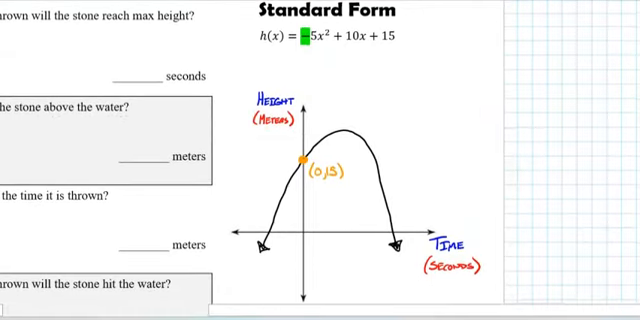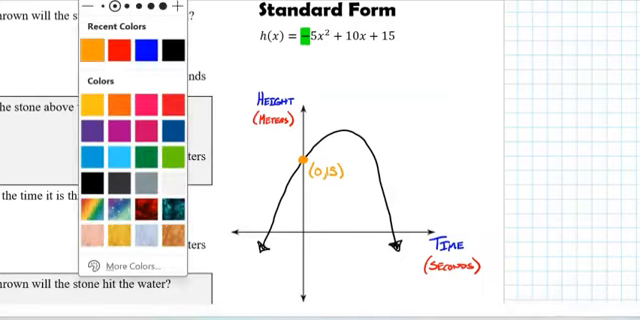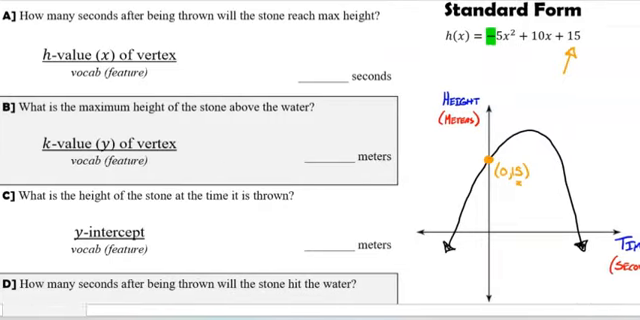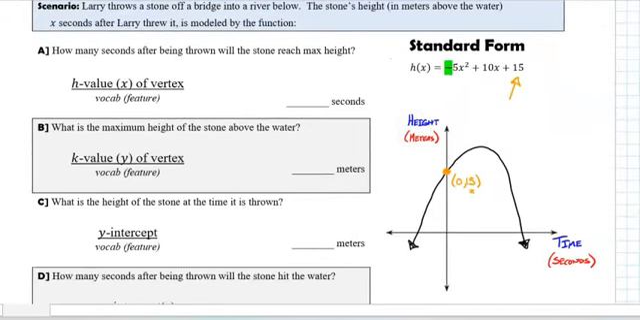A negative from the front provided it. And now we also notice that we have one key point on the graph. Hopefully we recognize the 15 coming from the equation matches up with the value that is there. Well, we want to answer some questions regarding this scenario.